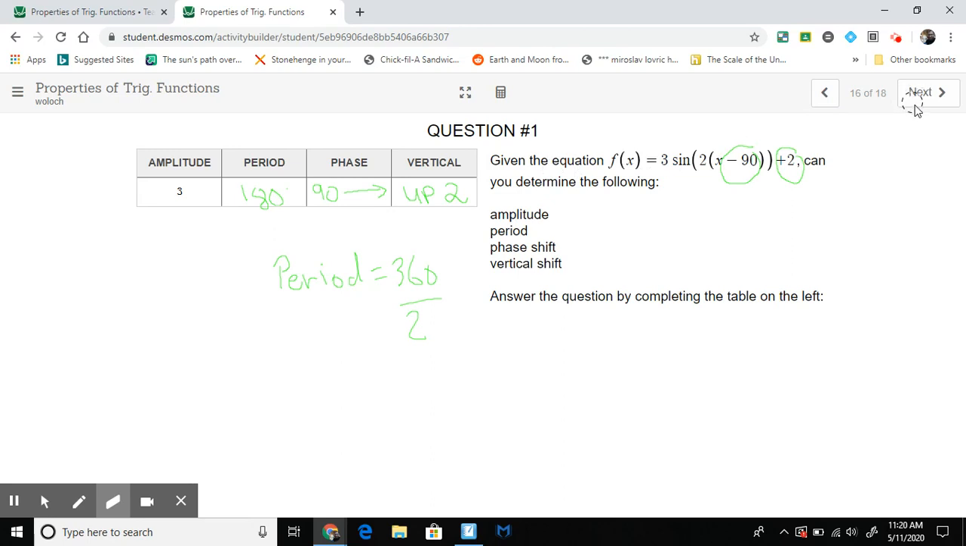Let me see, will it stay there? Let me just get rid of this. I think it'll stay on my screen. Okay.